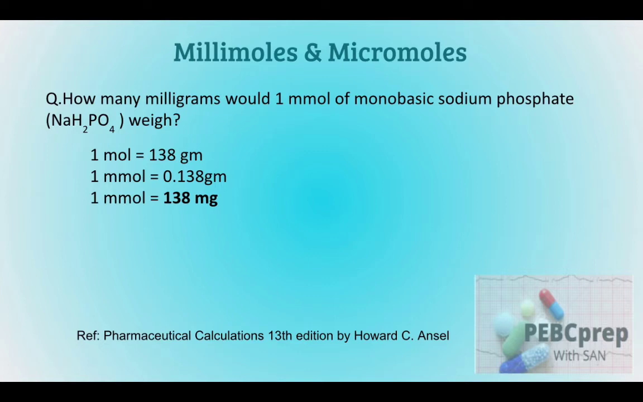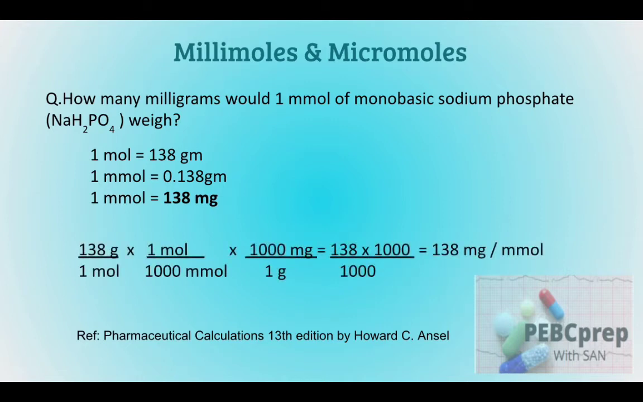We will elaborate this a little bit to understand it in a better way. So exactly what's going on? We have 138 grams in 1 mole. And then 1 mole contains 1000 millimoles. Then we have 1000 milligrams in 1 gram. So we put all the values here. Finally, we got 138 multiplied by 1000 and divided by 1000. So we got 138 milligrams per millimole. I mentioned this step just for better understanding.